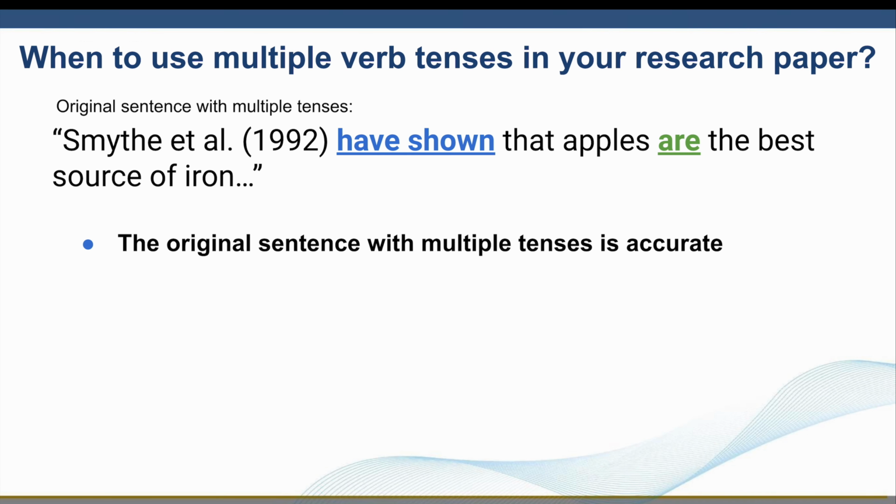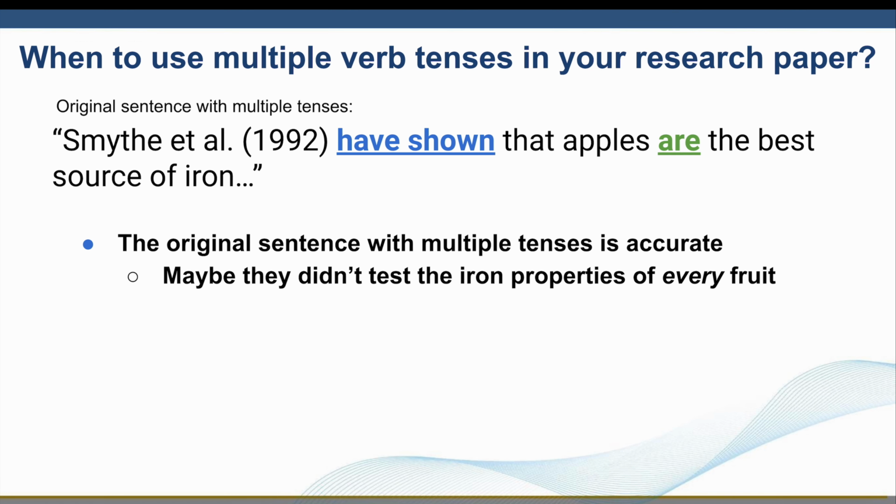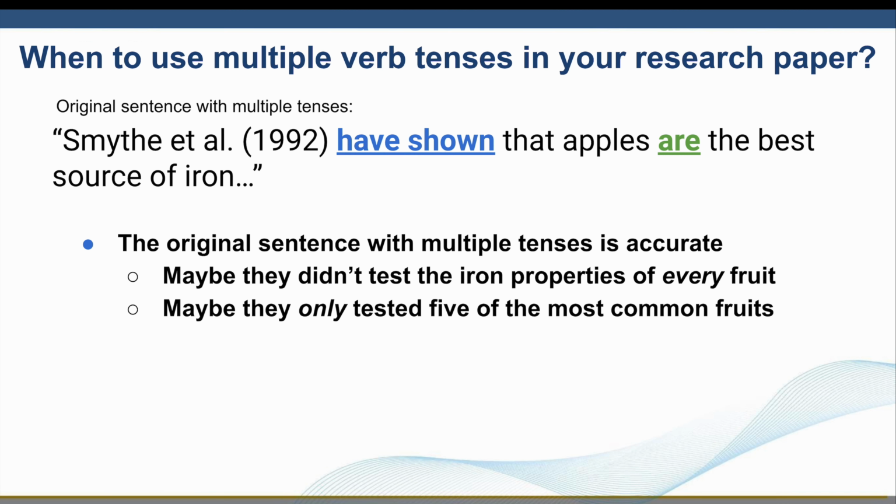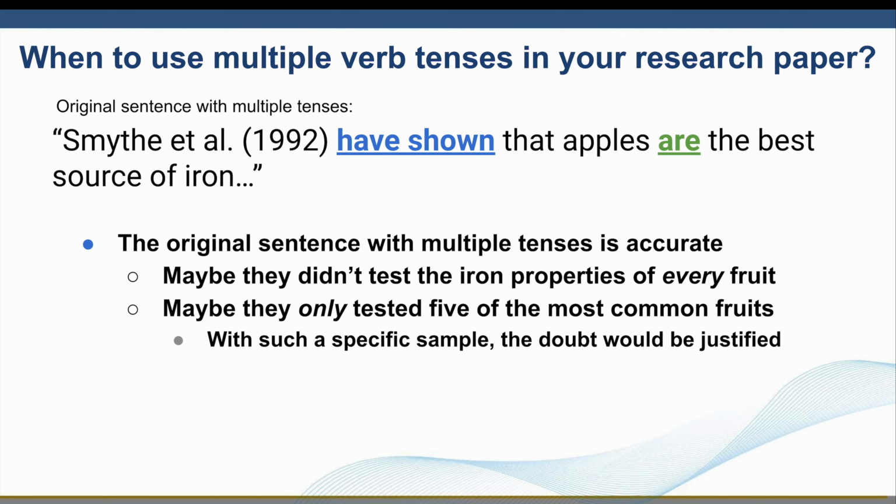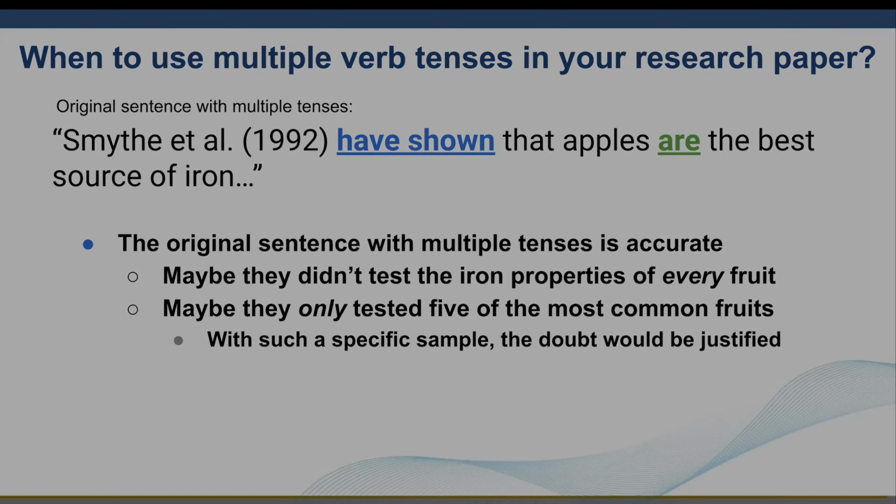In this case, using "have shown" is accurate because maybe Smith et al. didn't test the iron properties of every fruit in the entire world. Maybe they only tested the 5 most common fruits purchased in grocery stores located in San Francisco, California. With such a specific sample, the doubt would be justified.